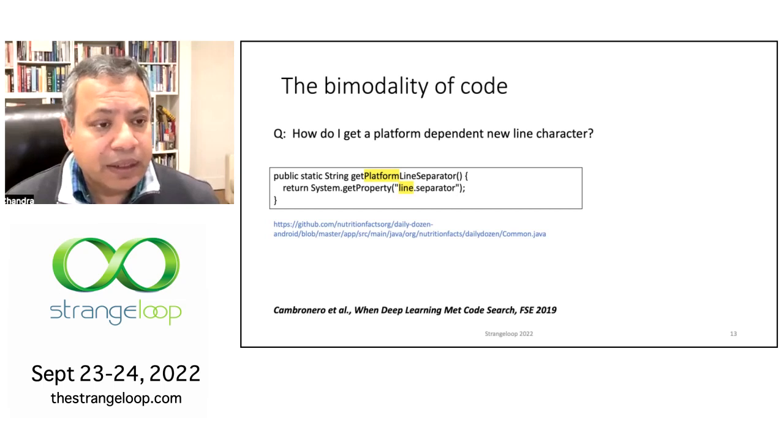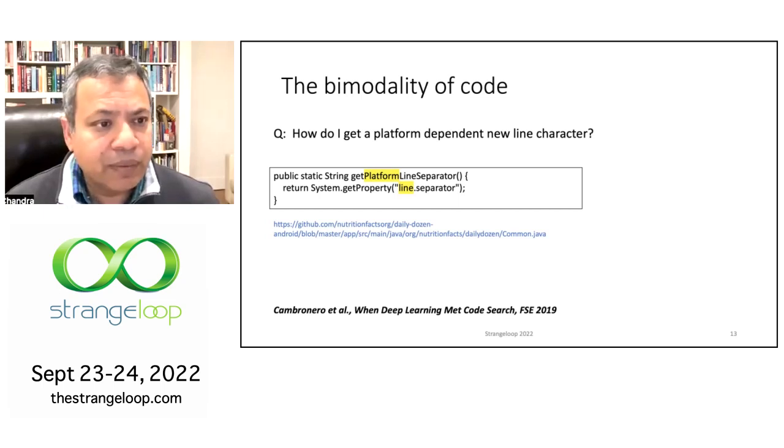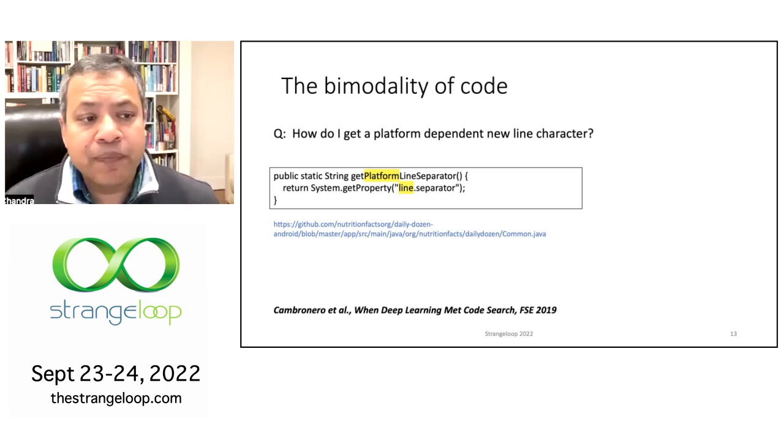Okay. Another property, bimodality of code. So code is, of course, meant to be executed on CPUs, but code is also a medium amongst programmers. So people write code so that other people can read and understand it. And they use conventions and names in code that are often self-explanatory. So here, let's say you have a question, how do I get a platform dependent newline character?